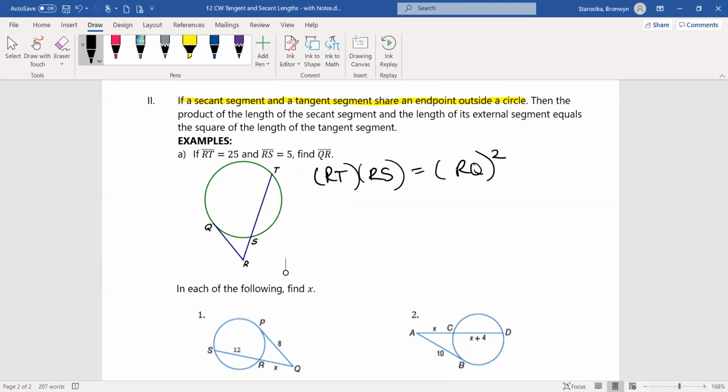So let's plug in. RT is 25. RS is 5. And we want to find QR. We'll put an X there. So 5 times 25 equals X squared.